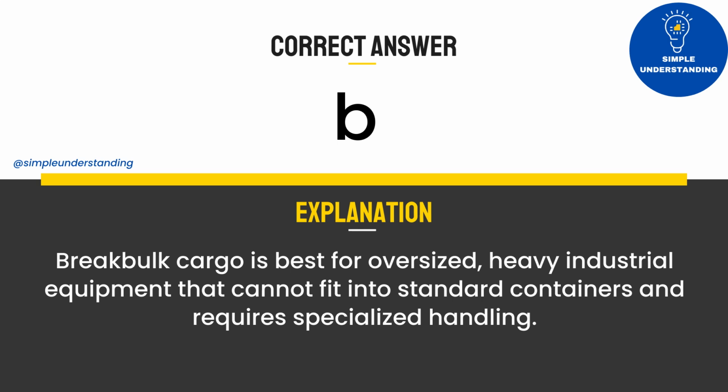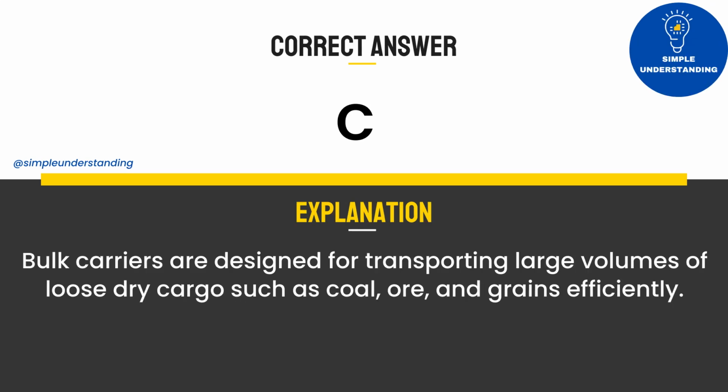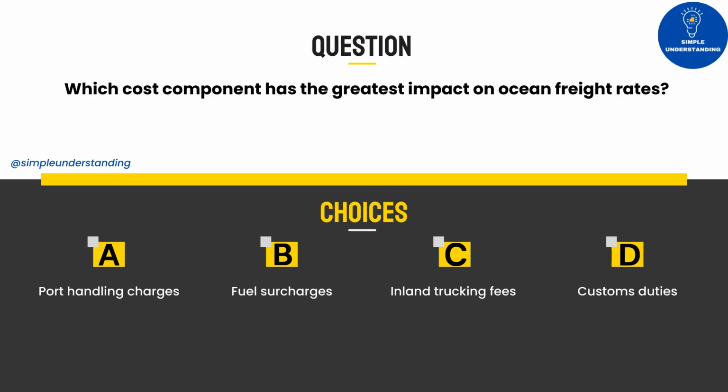and requires specialized handling. 2. A logistics manager must select a vessel type to transport massive quantities of coal and iron ore across oceans. Which vessel type is the most appropriate? A. Tanker. B. Ultra-large container vessel, ULCV. C. Bulk carrier. D. RORO vessel. Correct answer, C. Explanation. Bulk carriers are designed for transporting large volumes of loose dry cargo, such as coal, ore, and grains efficiently.